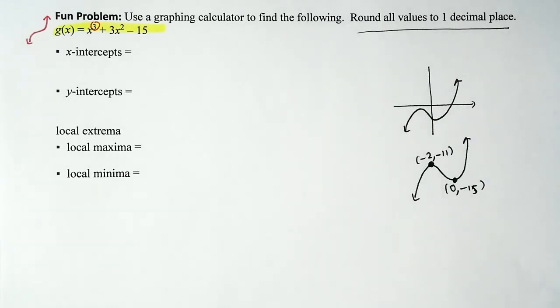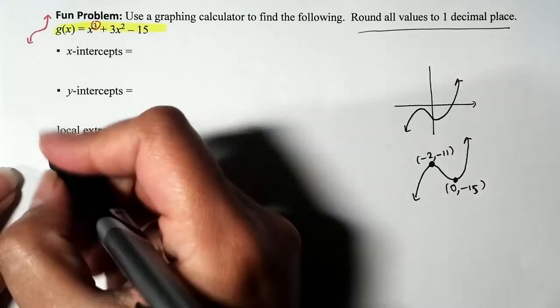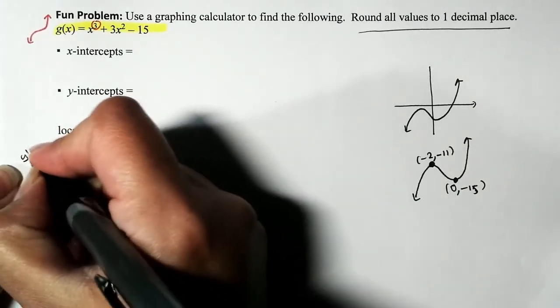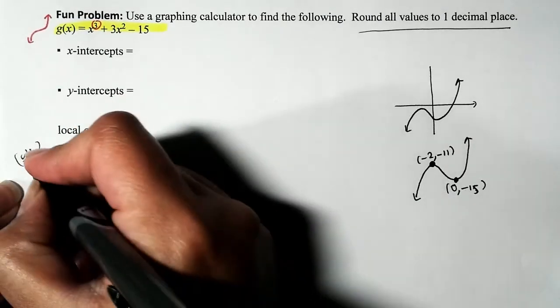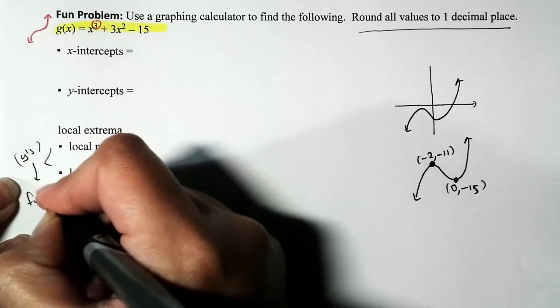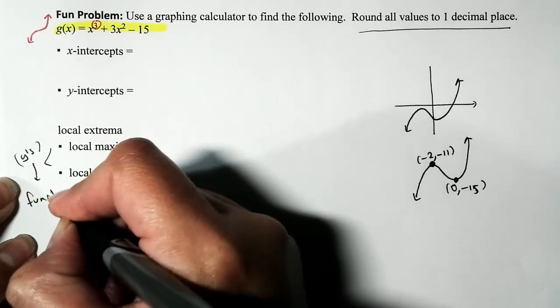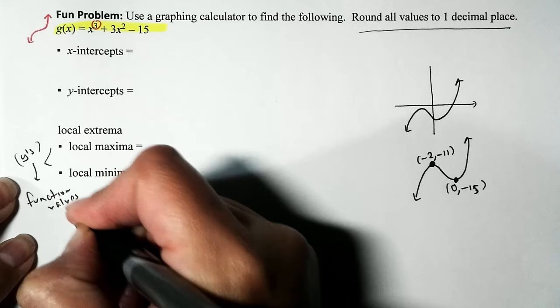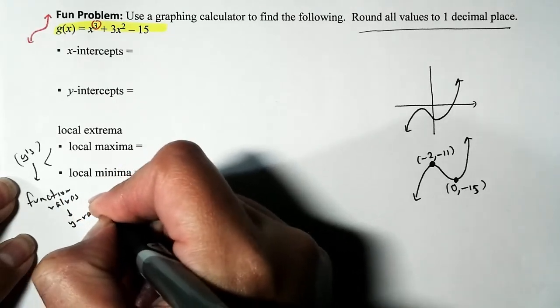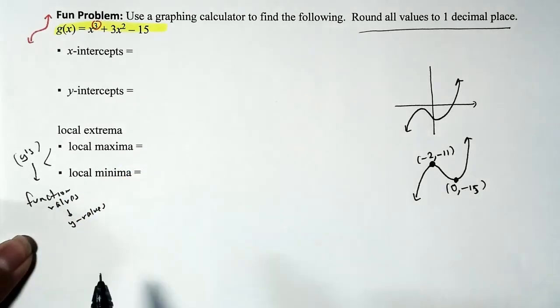So we want the local max, so it's the local maximum value. So value, remember, y values only. If you need to speak to yourself, go ahead, put the function values, but that takes forever to write, so usually I just put y values, or just y.